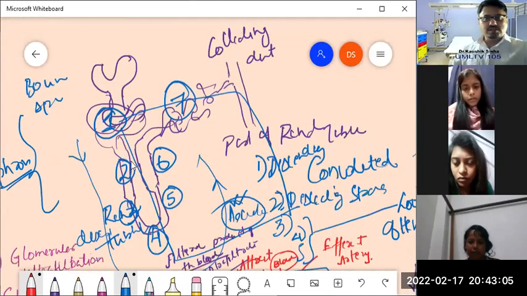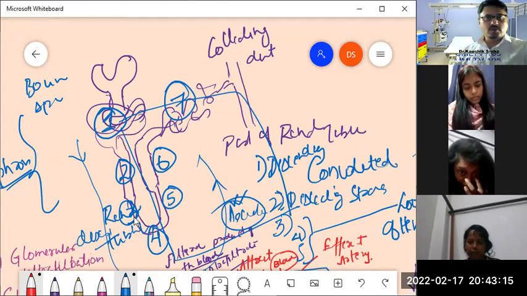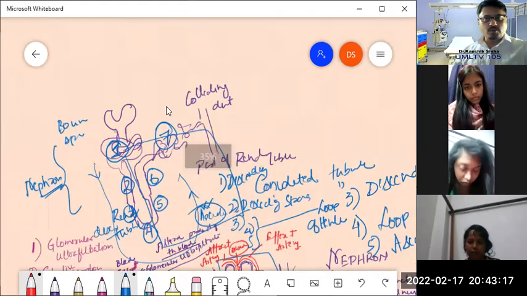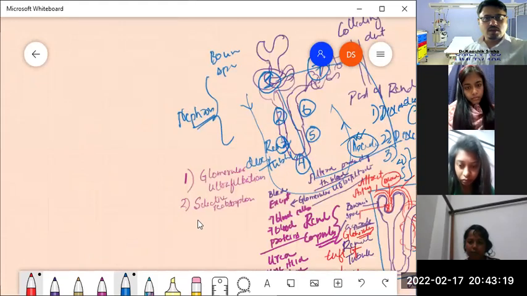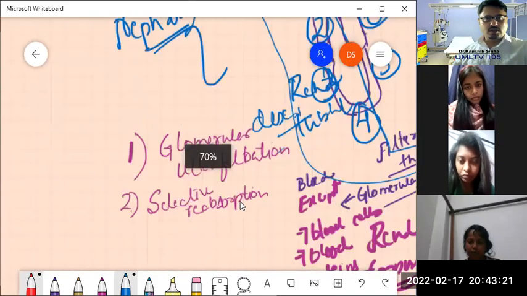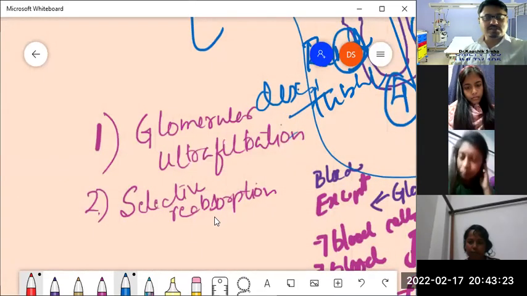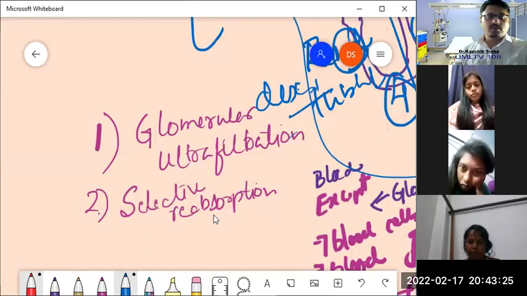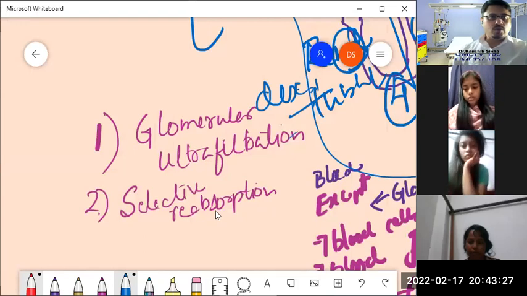The difference is that along parts 2, 3, and 4, or more appropriately 2 and 3, that is the descending part, we have the second step in the process of urine formation, and that process is selective reabsorption. Now let me tell you in short what happens in reabsorption.